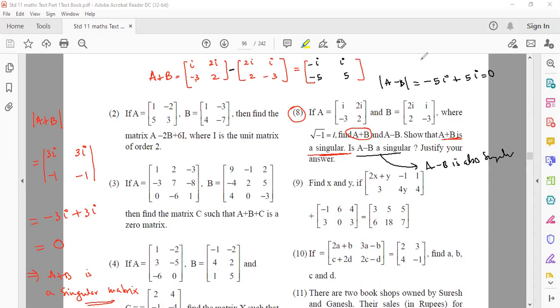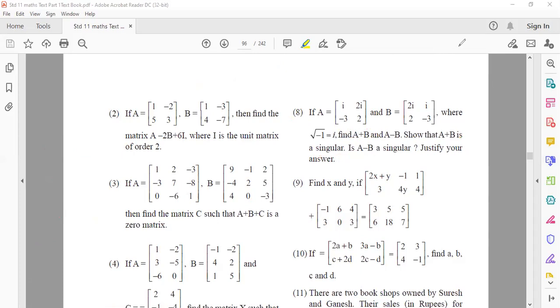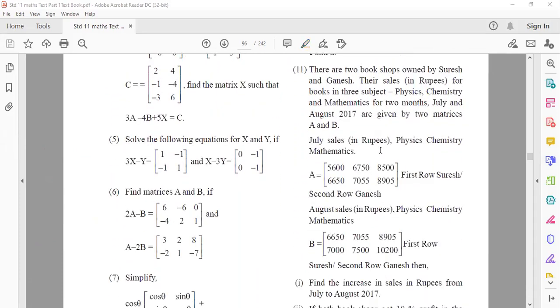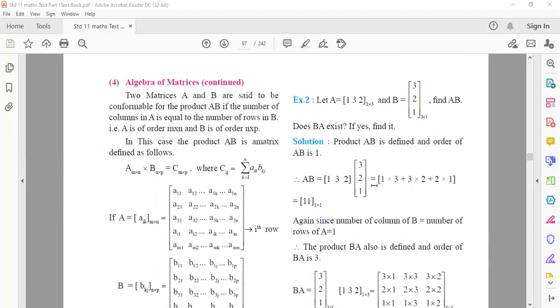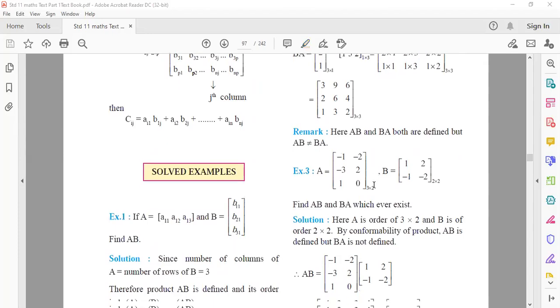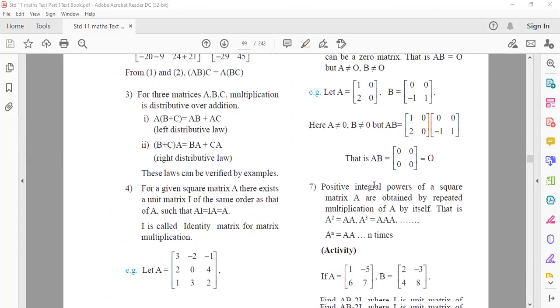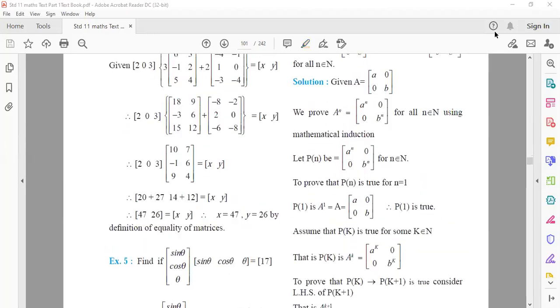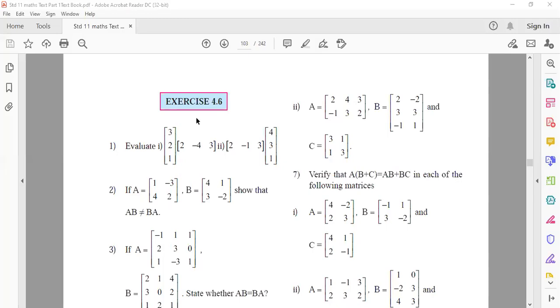Okay, now I think this type of problems are quite easy. There's nothing much to teach you in this. You can do it yourself. Okay, we'll go for multiplication. This is a difficult part, so you'll do more problems in this exercise. You have to practice yourself, otherwise you won't learn it. Let's do the first problem. You have to multiply 3, 2, 1 with 2, minus 4, 3.